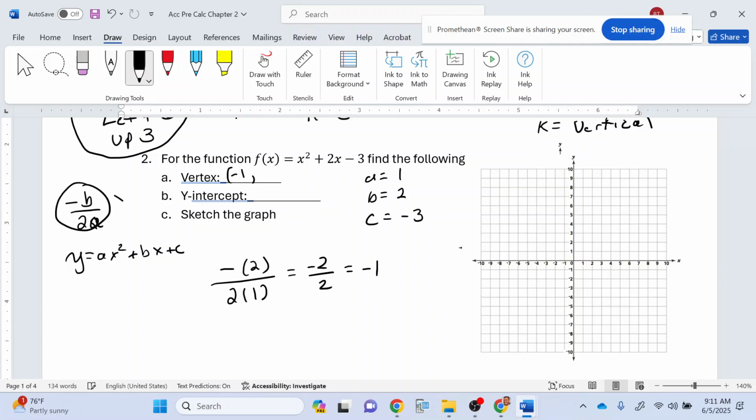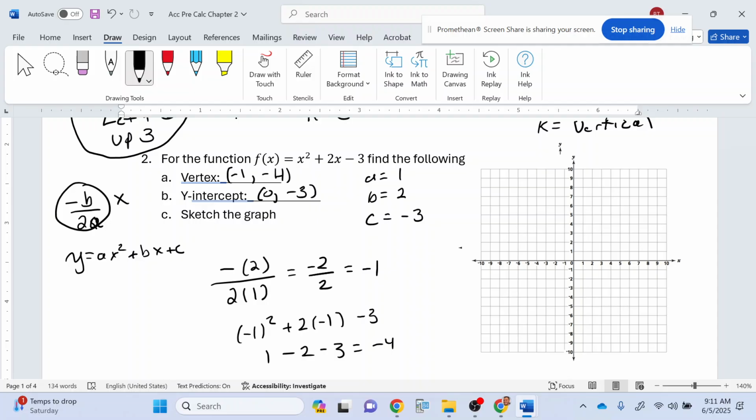Negative b over 2a gets you that. You remember we called it the axis of symmetry in the vertex, which is just the x of the vertex, basically. So then I go to negative 1, and I'm going to plug in negative 1 into the equation. Negative 1 squared plus 2 times negative 1 minus 3. 1 minus 2 minus 3. That'd be negative 4. So my vertex is negative 1, comma, negative 4. My y-intercept, very easily, is the c value, or when you plug in 0. So it's 0, comma, negative 3.